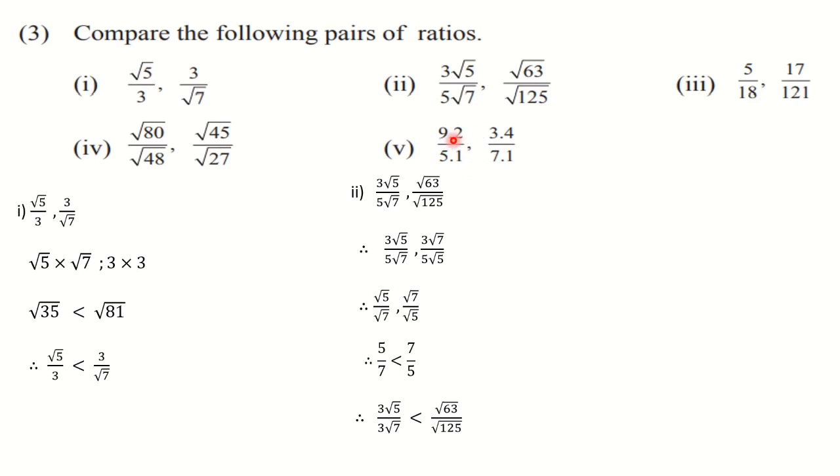In the fifth one, you can observe and do it here. See 9.2 and 5.1. If you divide, you will get 1 point something as the answer. And here 3.4 is less than 7.1, so you will get the answer in the form of 0 point something. Simply by observing you can say that this division is greater than 1 and this division is less than 1, so very clearly the first ratio is greater. That way also you can write it, or you can go for cross multiplication and compare. This way you are going to solve. Now let us go further here.